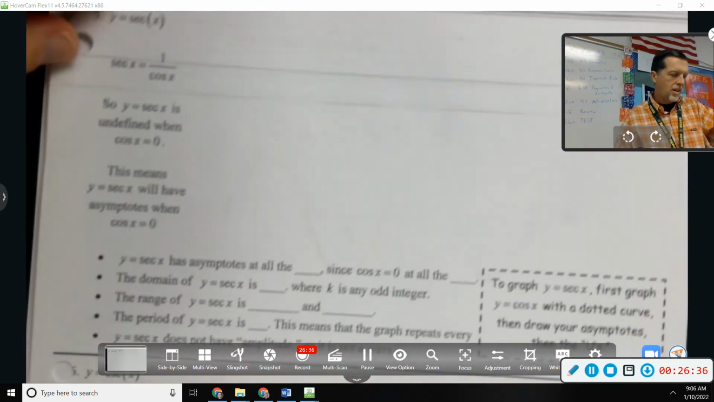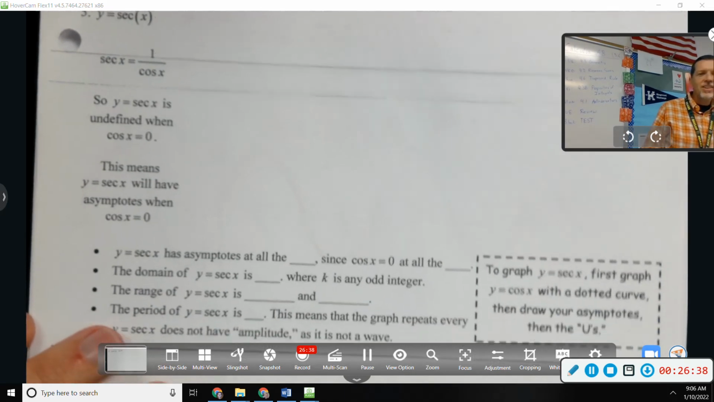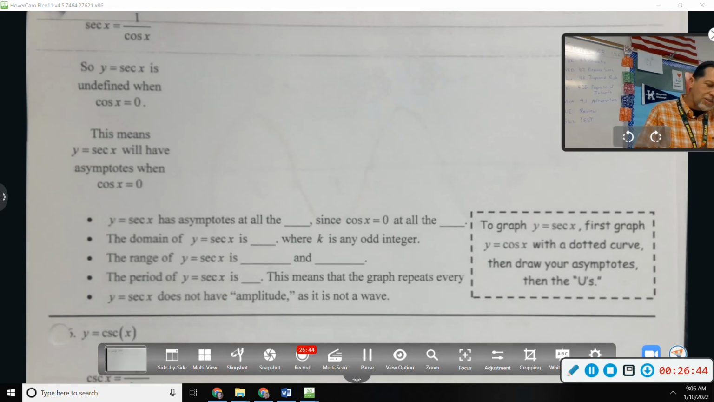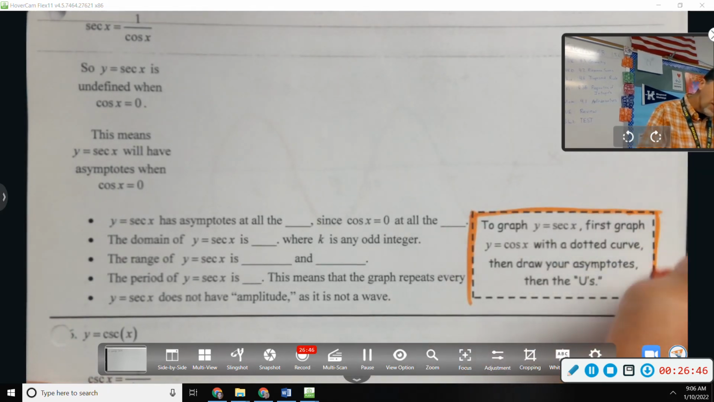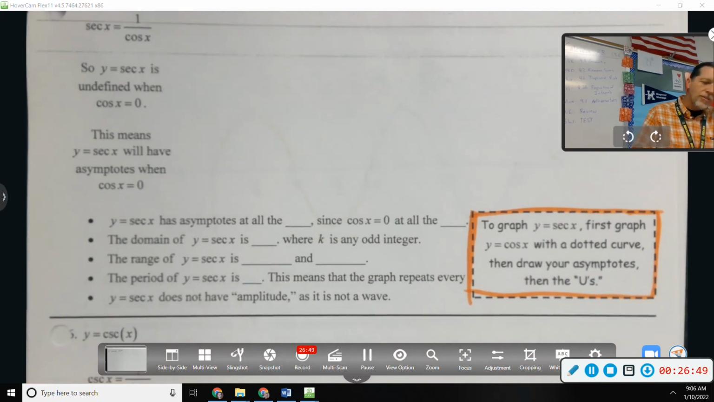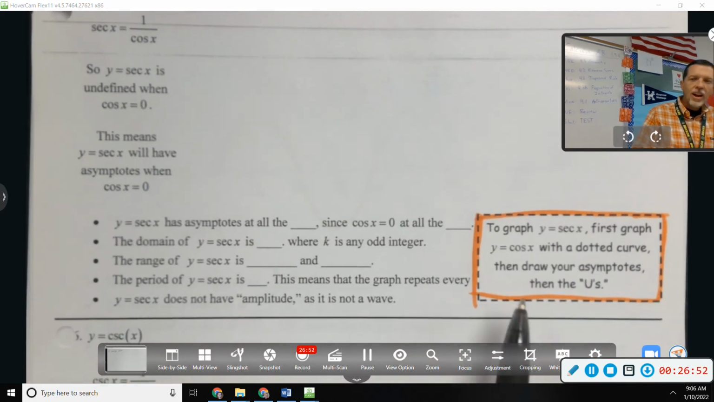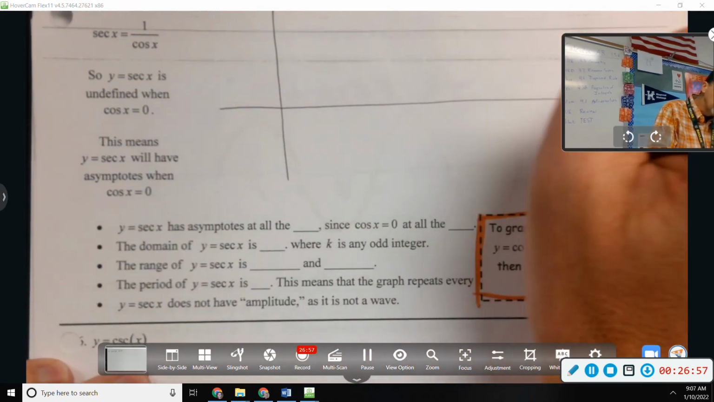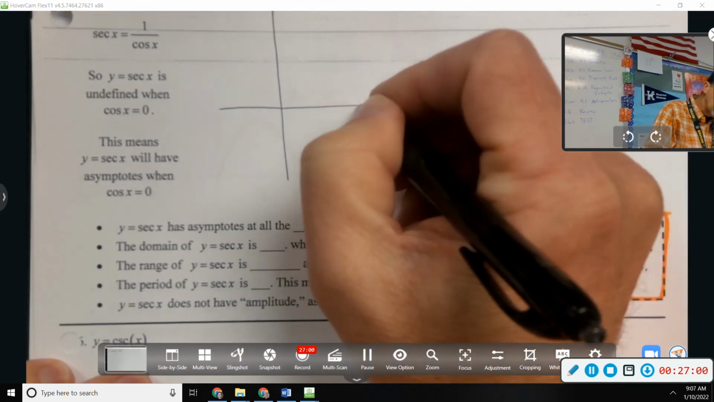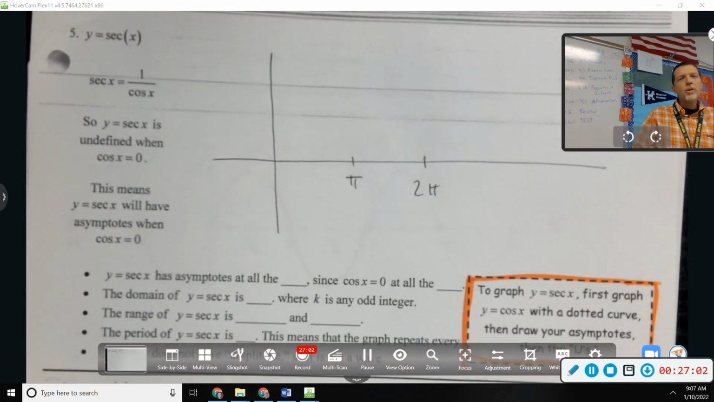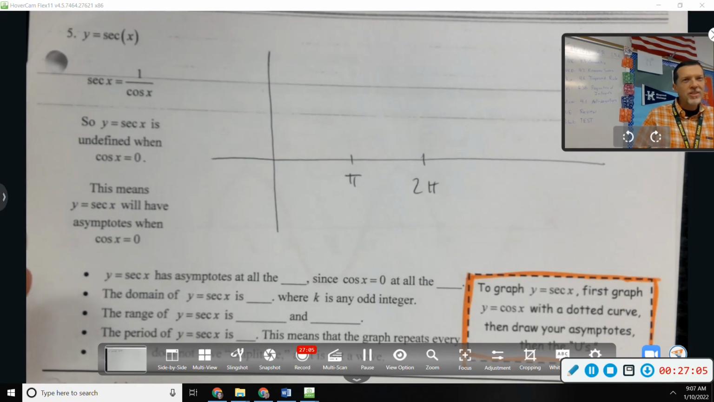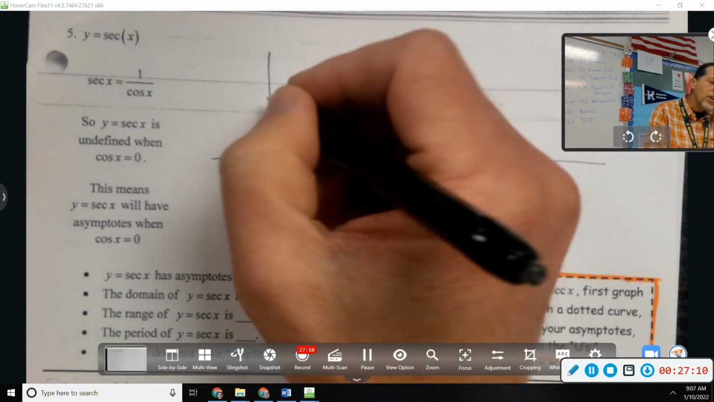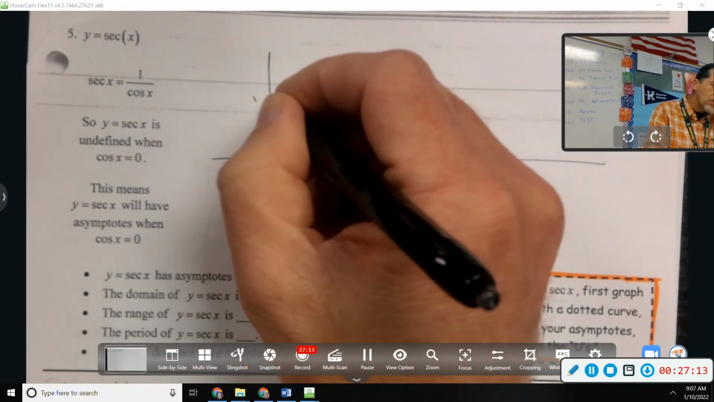Secant. Told you we were going to go super fast on this. Maybe the most important part of the secant one is this box down here. To graph y equals secant of x, first graph y equals cosine of x, and then draw asymptotes and U's. I don't know what that means yet, but let's first graph cosine of x. Do we remember where cosine of x starts? We know what the shape looks like. When x is 0, what's the cosine of 0? 1. So it starts at 1, which means it ends at 1.